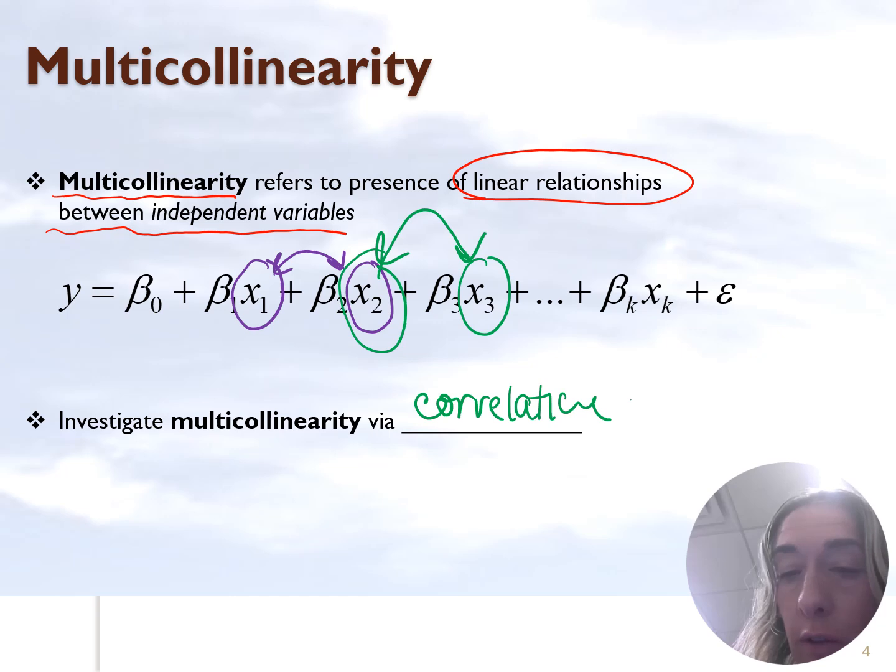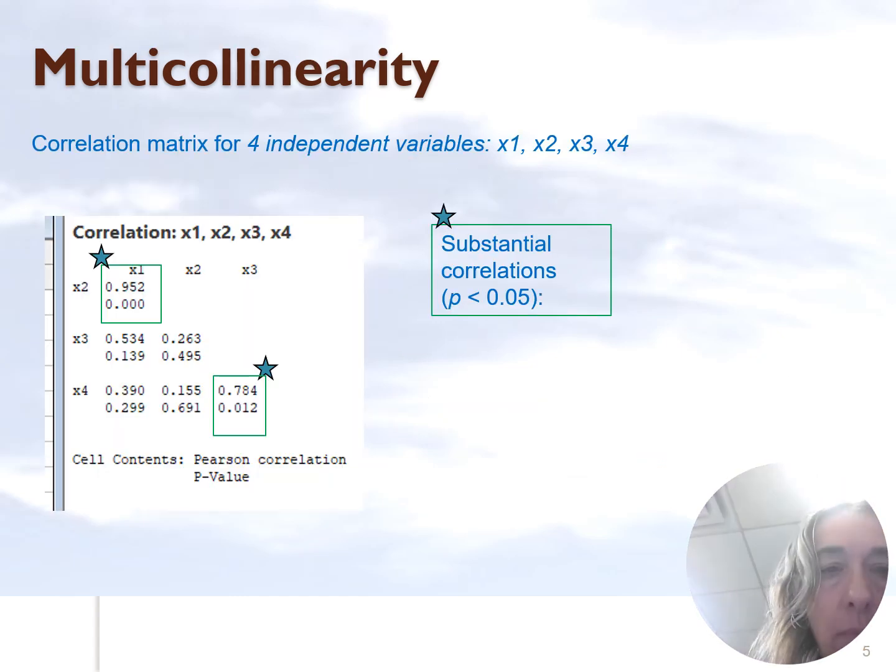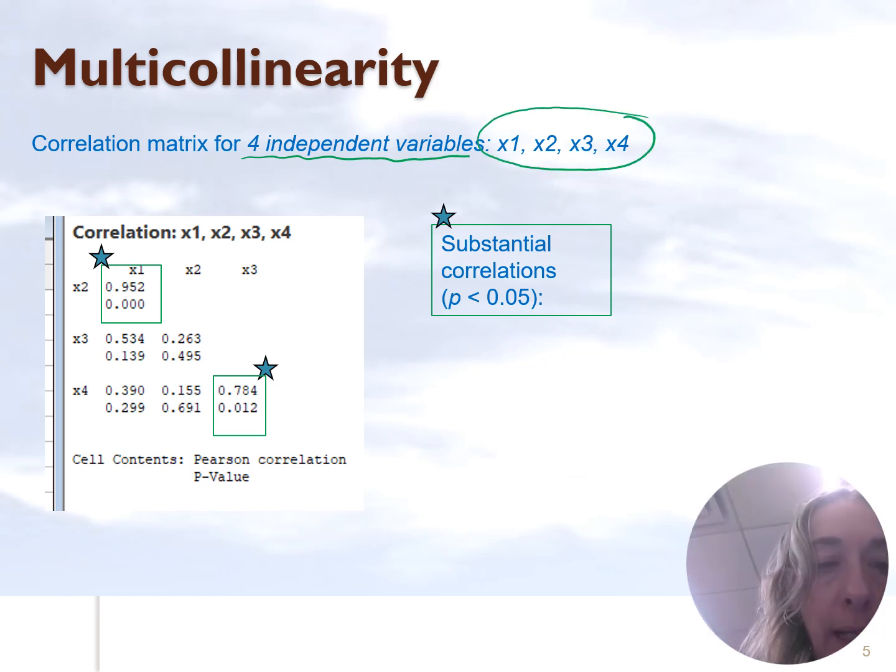We investigate multicollinearity through the correlation coefficients, or the Pearson correlation coefficients, which we call R. Unfortunately, multicollinearity is not a desirable condition when you are building a multiple linear regression model. Here it is explained a little bit more. Let's say we have the following correlation matrix for 4 different independent variables. Call them x1, x2, x3, and x4.